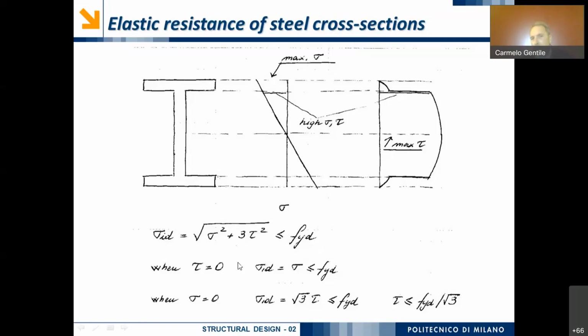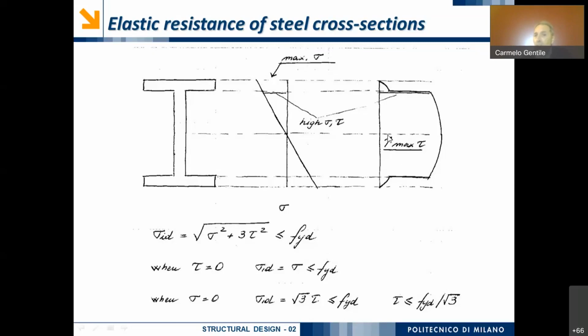Of course, when tau equals 0, we are in this position, and we have to recover also from this formula the condition for which the ideal stress should be lower than or equal to the yielding stress, the design value of the yielding stress.